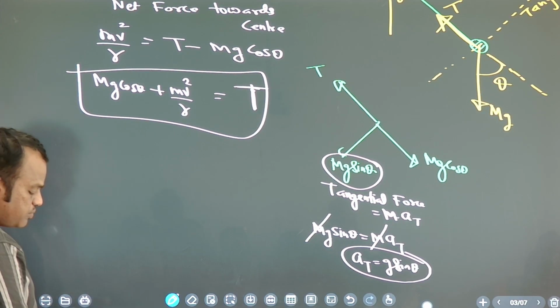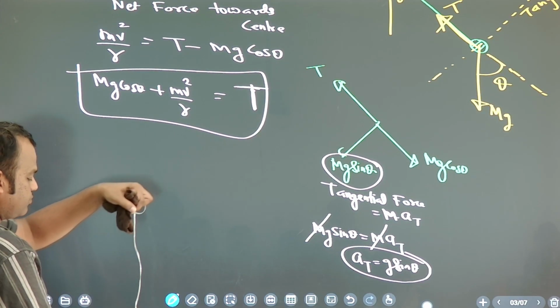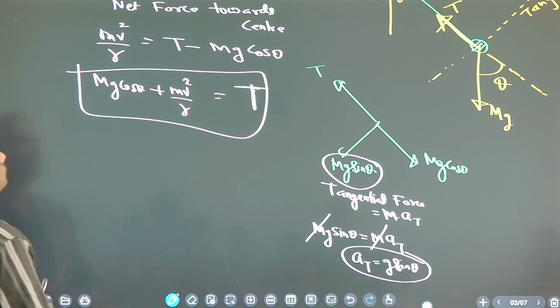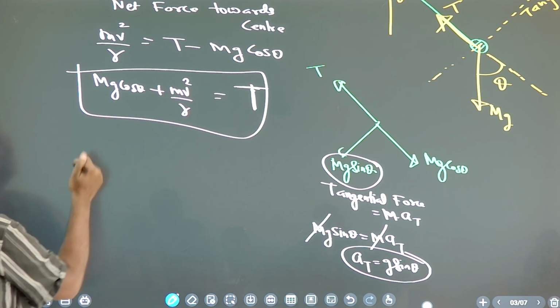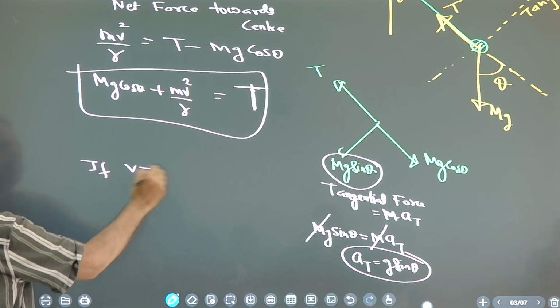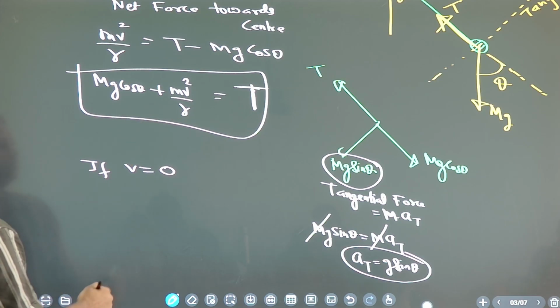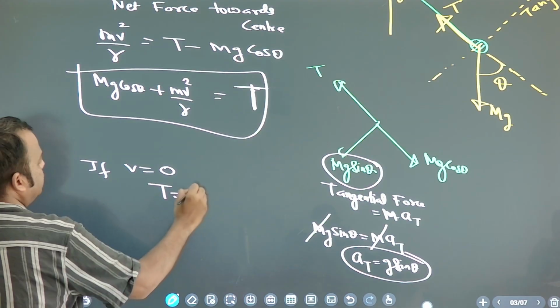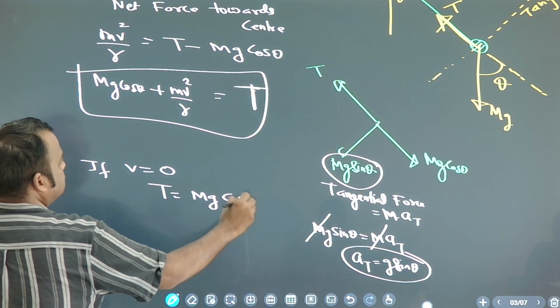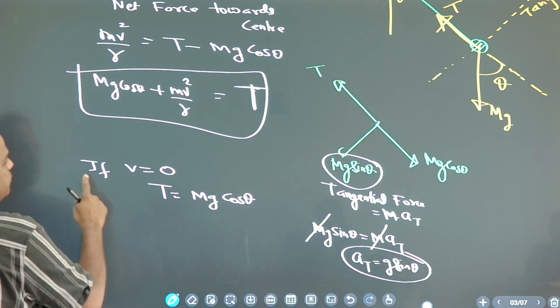So again you observe, if velocity is 0, what is the tension? Tell me. If velocity is 0, what is the tension? Correct. Good. When velocity is 0, tension.